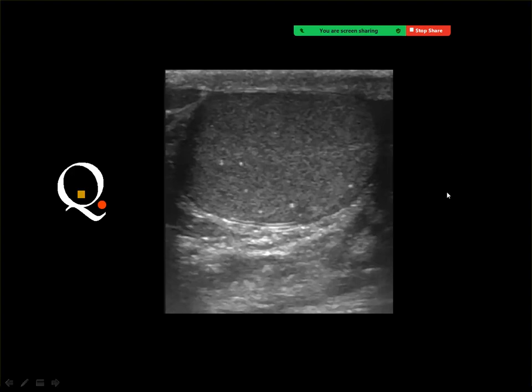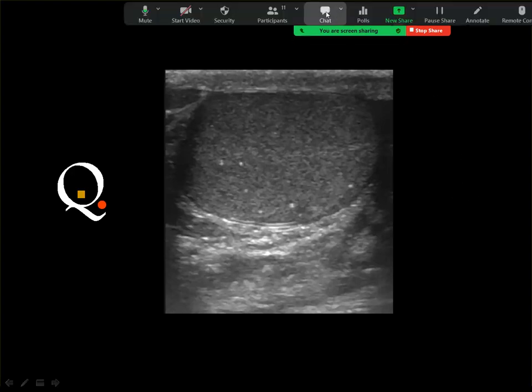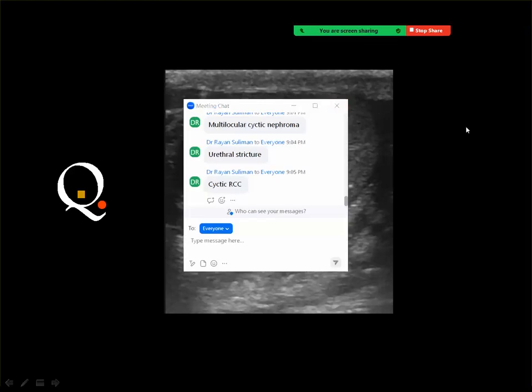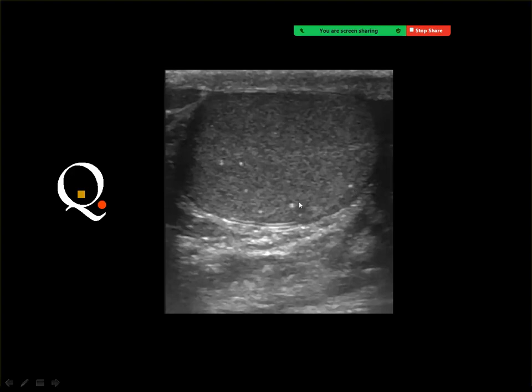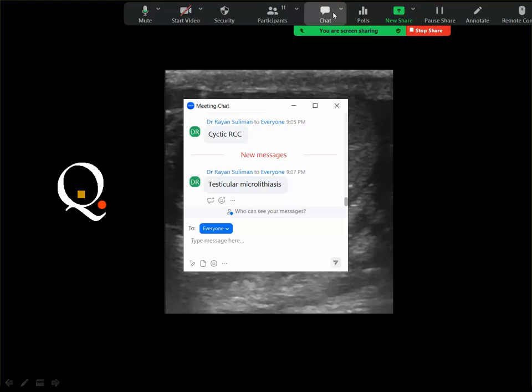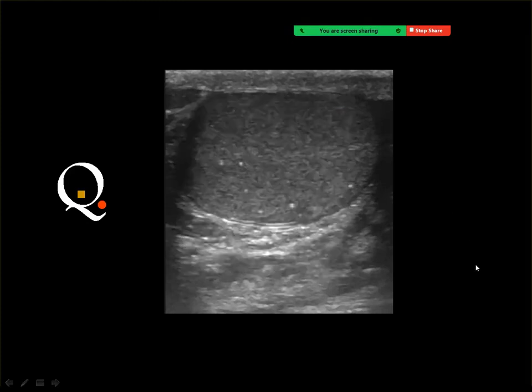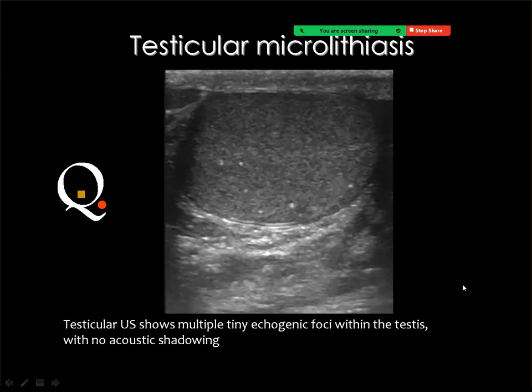Testicular ultrasound showing a classic feature which I think is commonly seen in the clinical practice. Okay, these bright foci seen scattered through the testicle is diagnostic of testicular microlithiasis, and this is right.